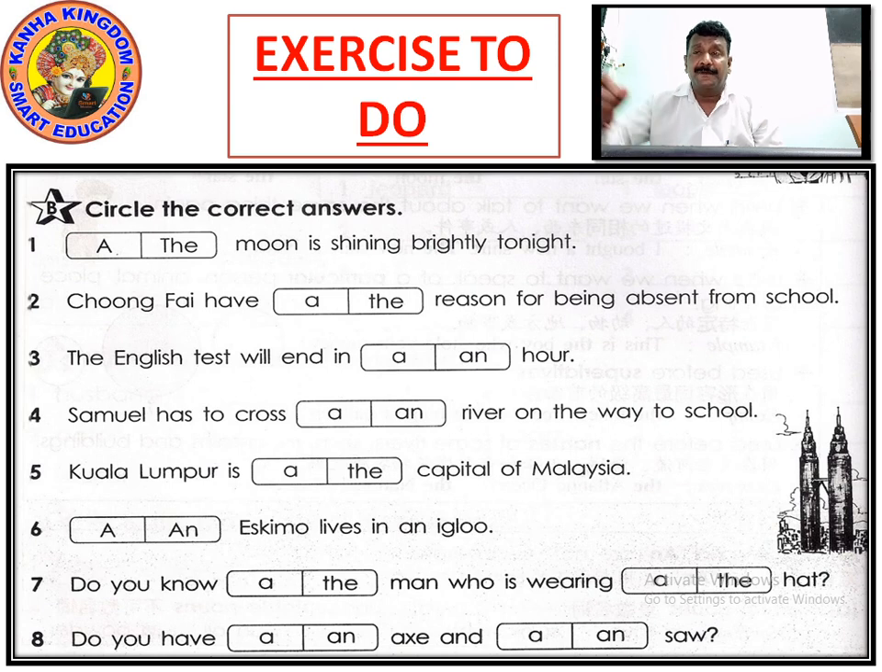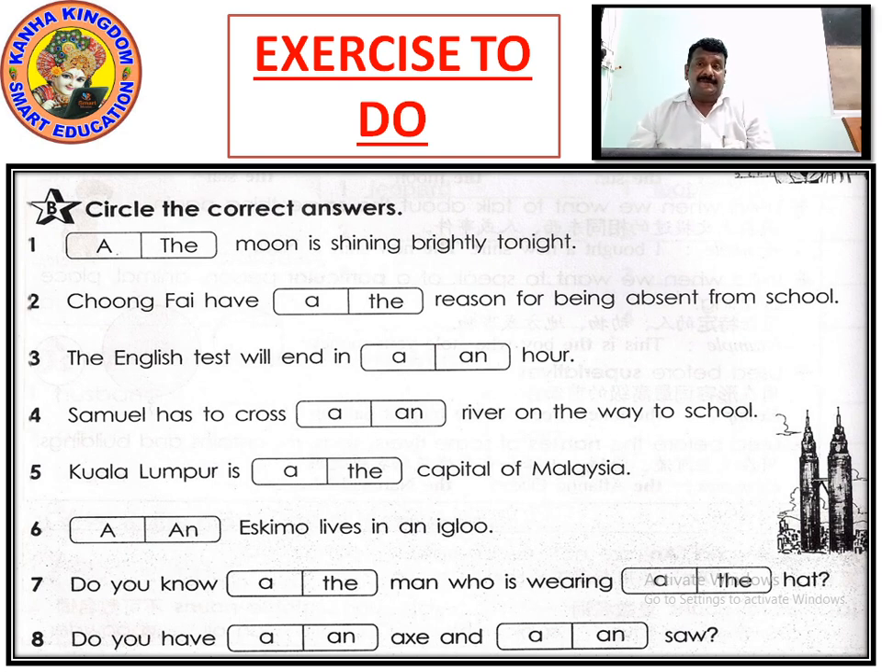So now here is one more exercise which you have to complete. I will help you with the answers. This exercise is to do: circle the correct answers, A or THE. The moon is shining brightly tonight. What would be the answer? A or the? The moon is shining brightly tonight. Chumphai has a reason for being absent from school.